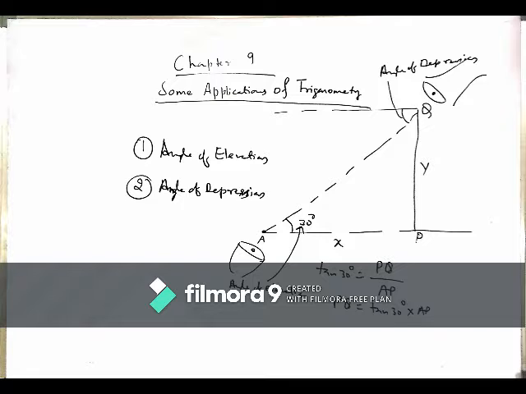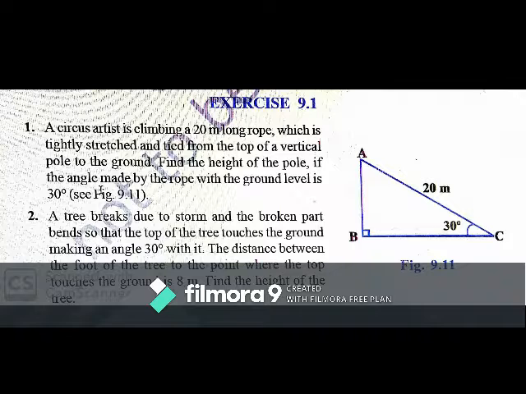In these applications of trigonometry, we are going to use the trigonometric ratios that we have learned. Here two things are there: angle of elevation and angle of depression. When something is watched from ground level towards the top, we say that it makes an angle of elevation, as you can see in the figure. And if something is watched from the top towards the ground level, then it is the angle of depression. So these two play a role.